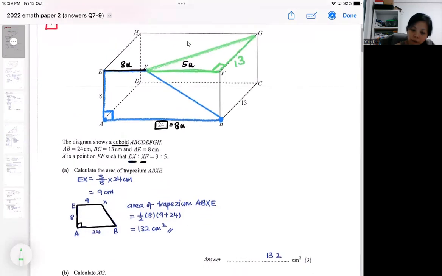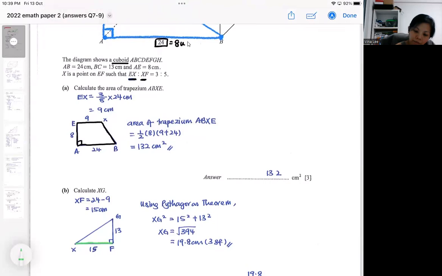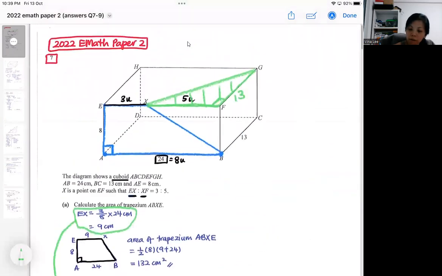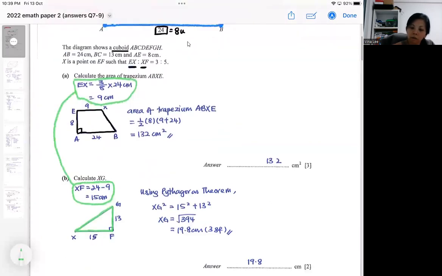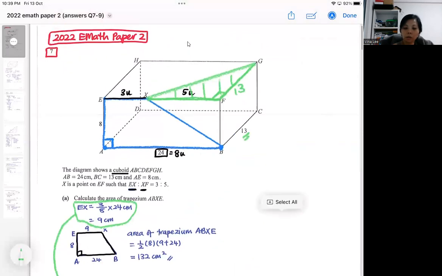So I drew out this triangle. I calculated XF based on the EX that I have found here. Based on the EX, I can find my XF. And then obviously this part is 13. It should match this part. So I just do my Pythagoras and I'm able to get my XG. Quite easy if you can see the 90 degree, nothing challenging here.